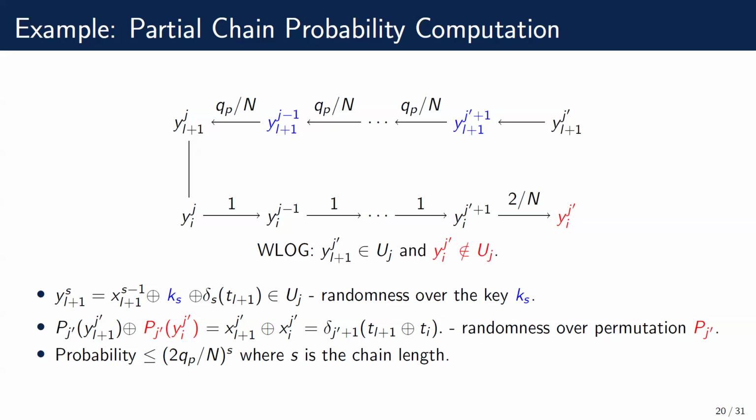That's not anything new. And once we have the equality, we go down the chain from Yij. However, now since the keys are already fixed, we don't have any more probability until we reach the J'+1 round. And then at the J'+1, we can use the variable Yij', which is the input to the J' permutation at the i-th query, and that gives us 2 over N probability. So overall, we have at most 2QP divided by N to the s, where s is the chain length.